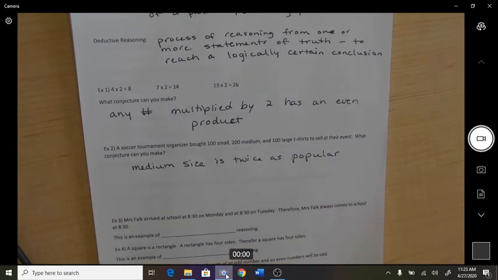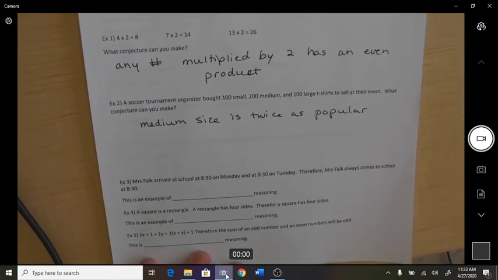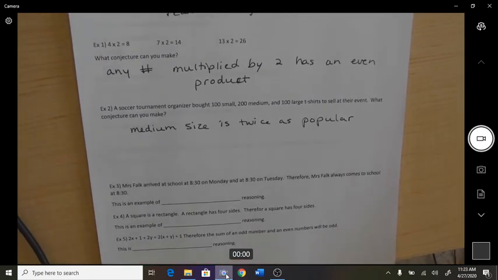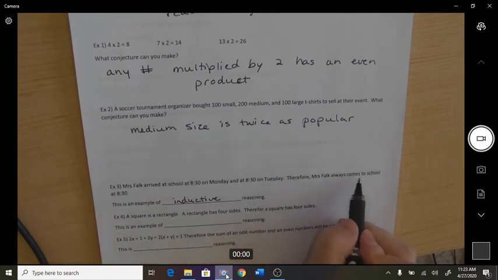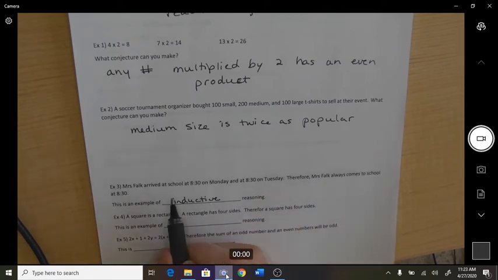Okay, number 3, Mrs. Falk arrived at school at 8:30 on Monday and 8:30 on Tuesday. Therefore, Mrs. Falk always comes to school at 8:30. Okay, so this is an example of inductive reasoning because we're making this conclusion based on something we noticed, or a pattern.